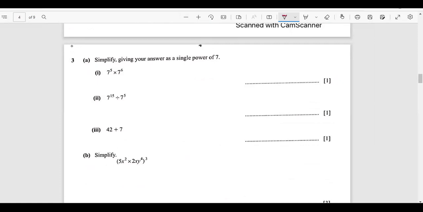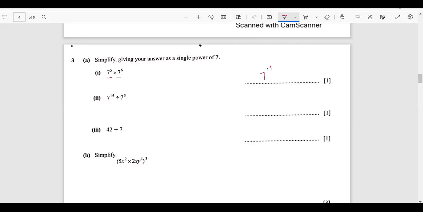Okay, it says simplify giving your answer as a single power of 7. So 7 to the power of 11. 7 to the power of 11. Very good. So when bases are same, powers are added. 7 to the power of 11.